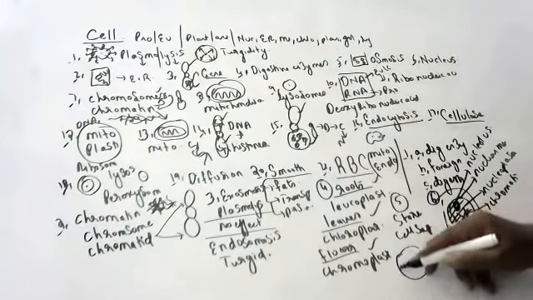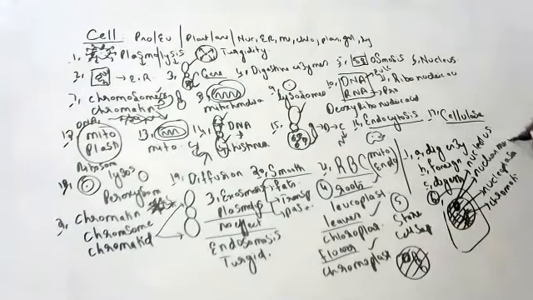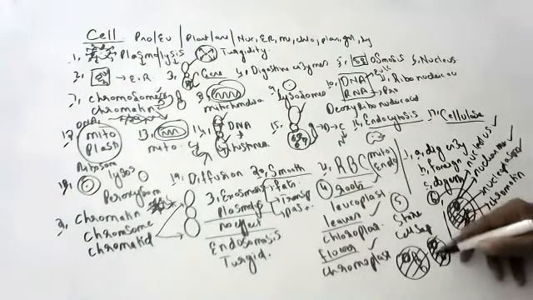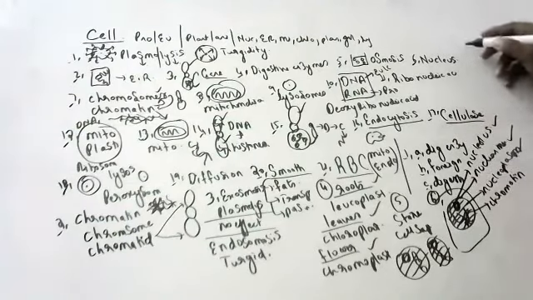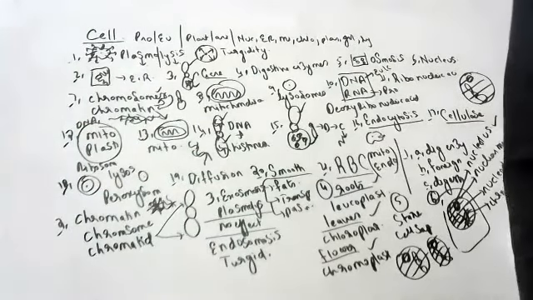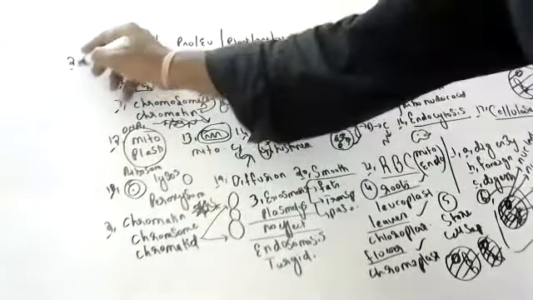Okay, so what are the parts of the nucleus, children? Nuclear membrane, nucleoplasm, nucleolus, chromatin. Say all of you: nuclear membrane, nucleoplasm, nucleolus, chromatin. Like this they are present, children. I hope you are able to understand, children.